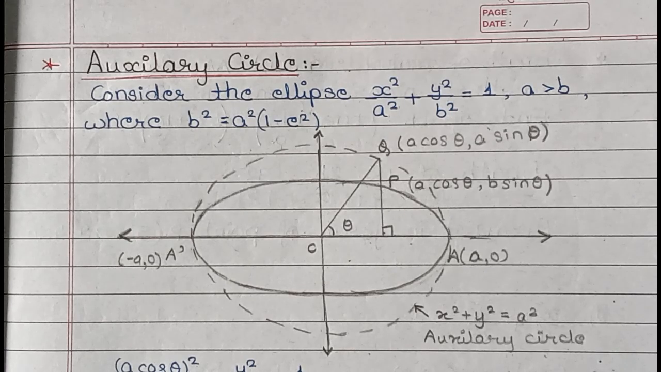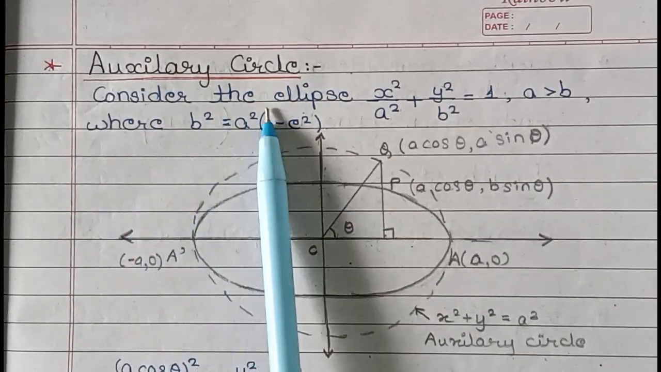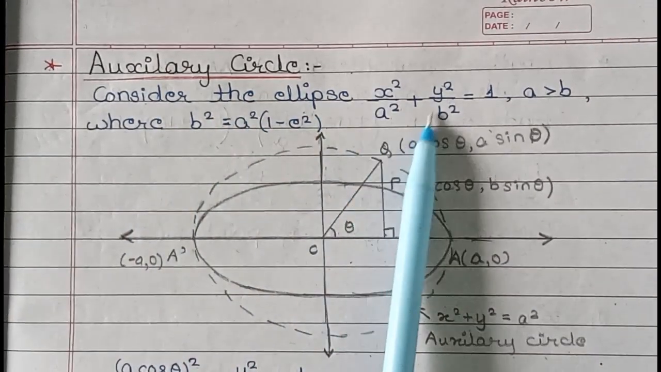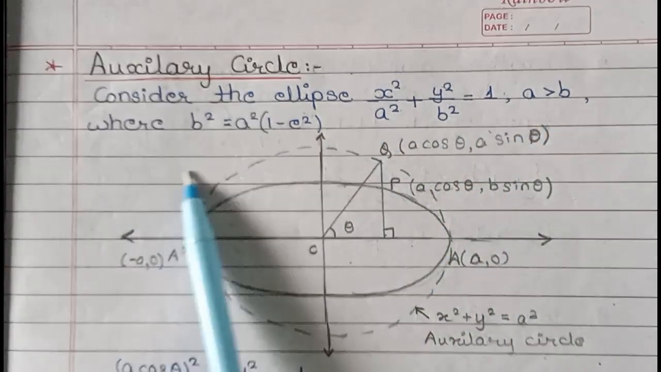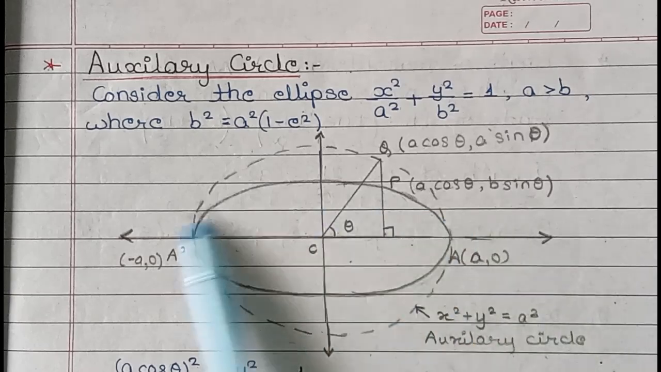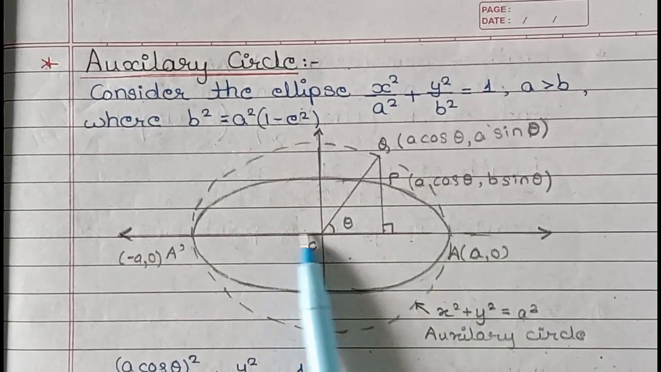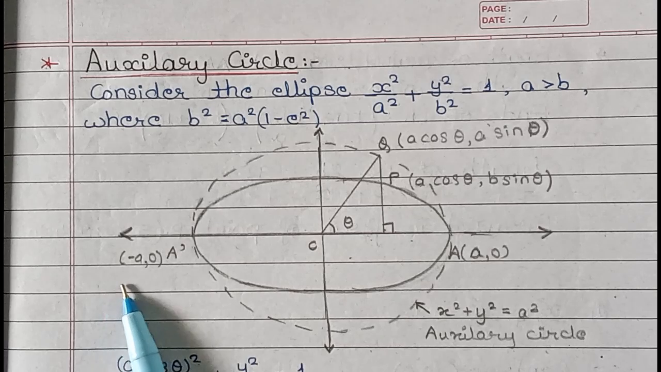Today we will be starting with the next topic of our chapter ellipse, which is the auxiliary circle. So consider the ellipse x square by a square plus y square by b square is equal to 1, where a is greater than b and b square is equal to a square in bracket 1 minus e square. This is a horizontal ellipse. It has the center C and the endpoints A and A dash, a comma 0 and minus a comma 0.